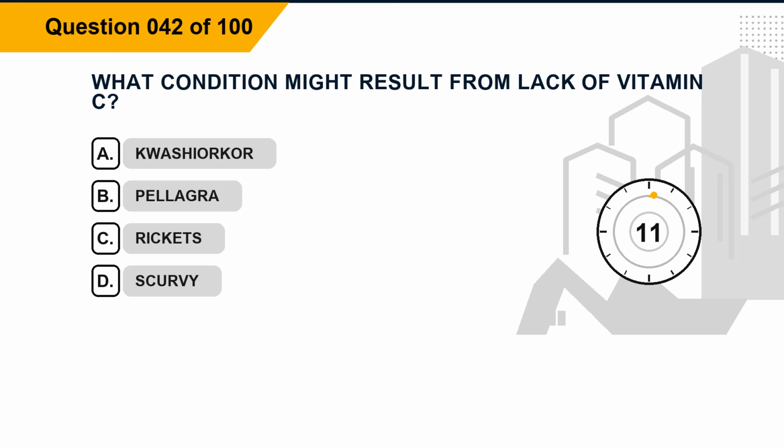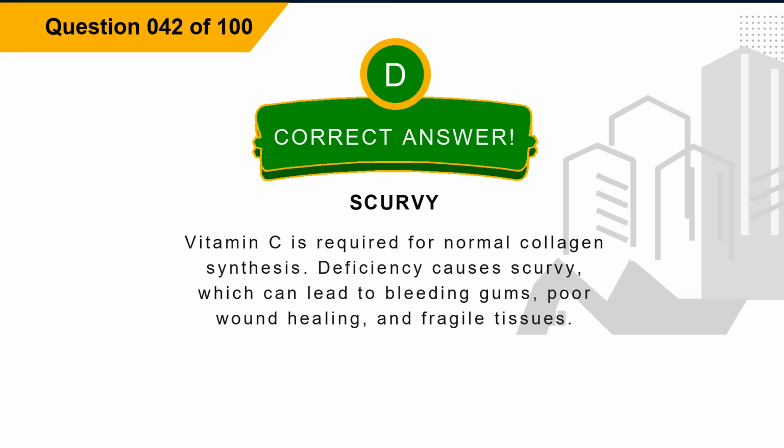Question 42. What condition might result from lack of vitamin C? Option A, kwashiorkor. Option B, pellagra. Option C, rickets. Option D, scurvy. The correct answer is option D, scurvy. Explanation. Vitamin C is required for normal collagen synthesis. Deficiency causes scurvy, which can lead to bleeding gums, poor wound healing, and fragile tissues.